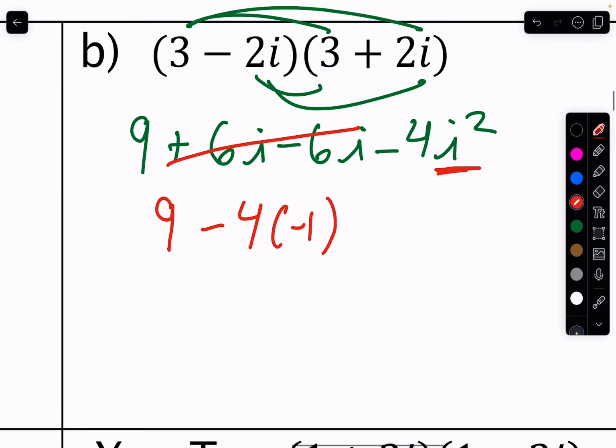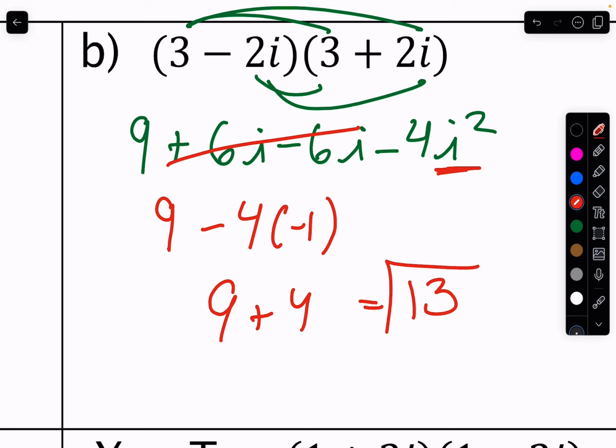-4 times -1 is going to give me a +4. And now my answer here, or I should say the result here, is just all real numbers. So you just combine like terms and you end up with a 13 there. All right, so the i's actually all went away.